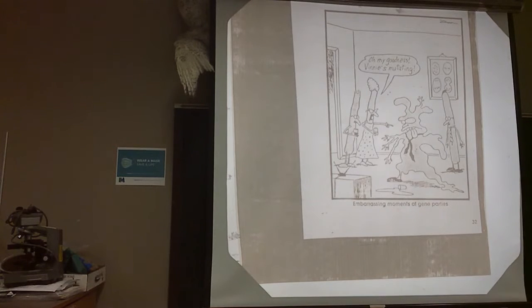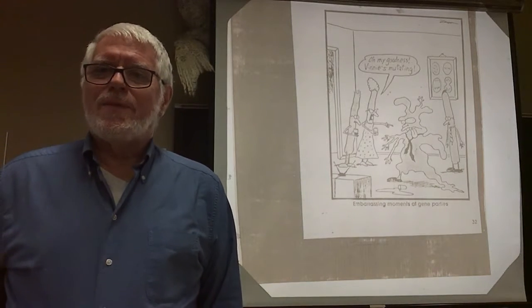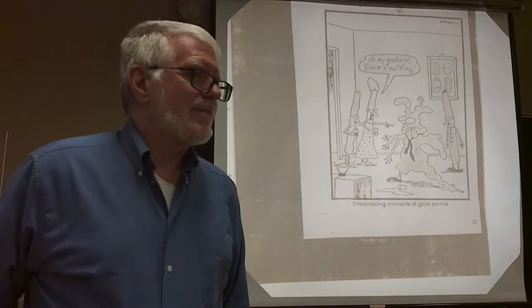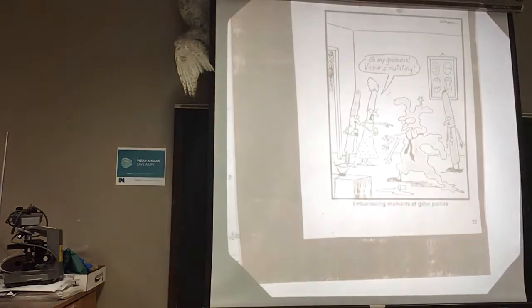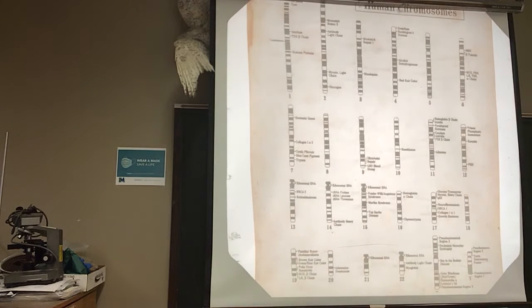This kind of addresses one of the areas that people get confused on. The difference between genes and chromosomes is that genes are single codes. Chromosomes are very long strings of DNA with lots of codes.